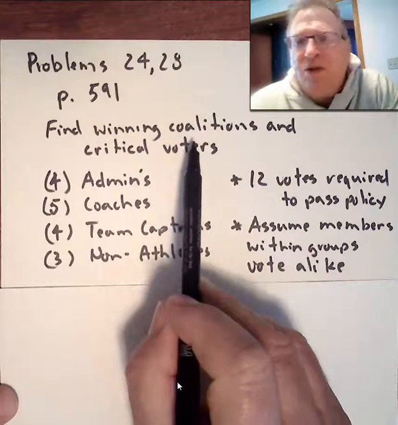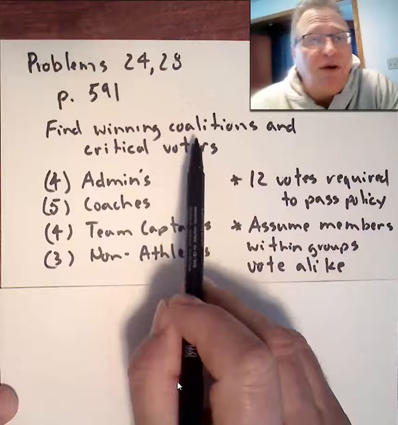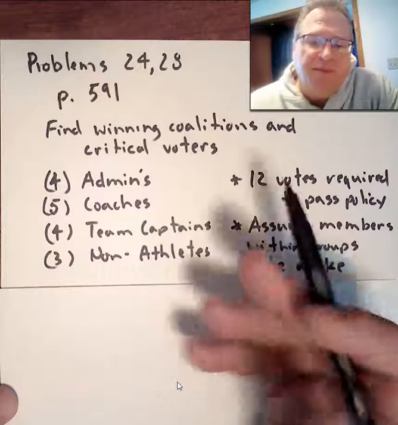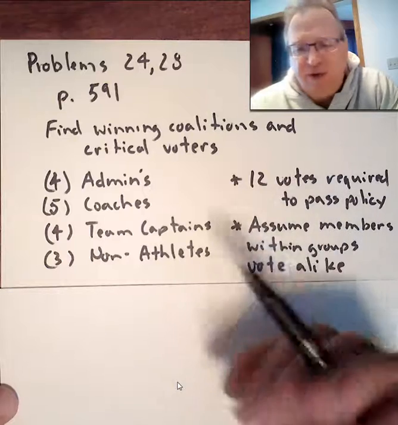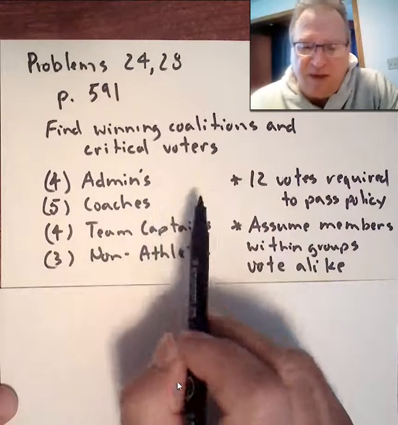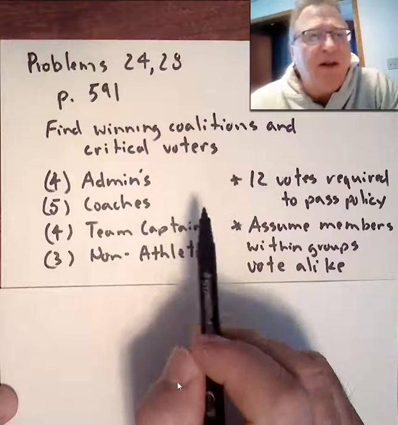What's a coalition? A coalition is simply a group of voters that all vote the same way. So you could say, by having a coalition, you've created a weighted voting system. A critical voter, well, we'll talk about that a little bit later. First of all, let's see what we have.